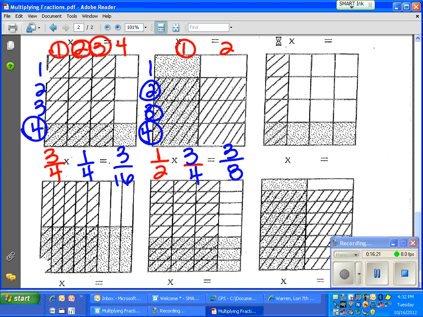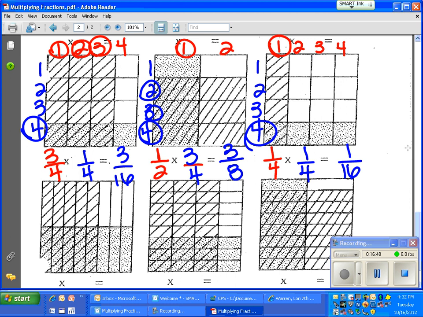And last one, 1, 2, 3, 4 columns, so that's your denominator, and 1, 2, 3, 4 rows, so that's the second denominator. Back on your columns, there's 1 column shaded, so that's 1, and on your rows, there's only 1 dotted, so that is 1. Your final answer would be 1/16.